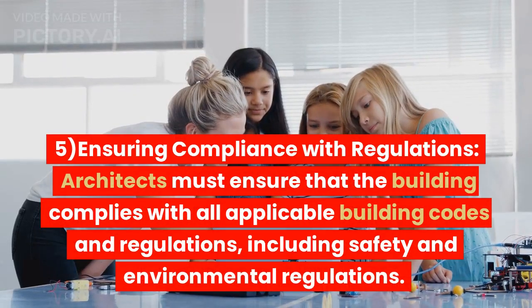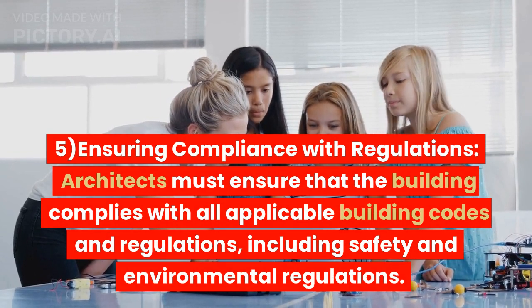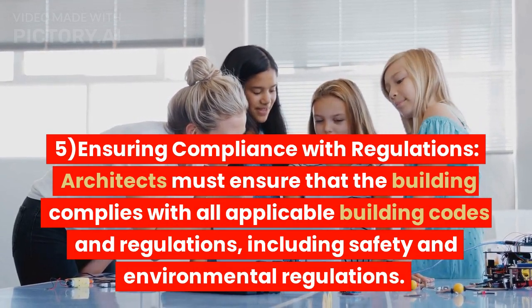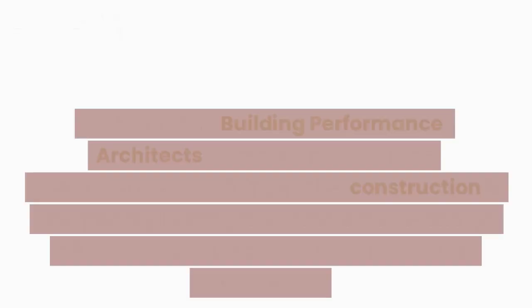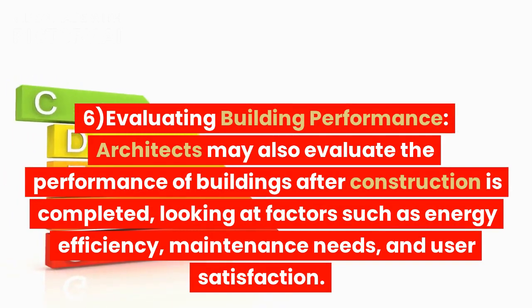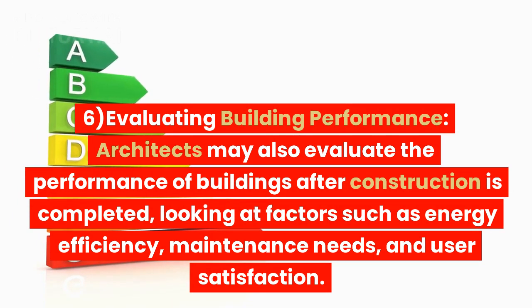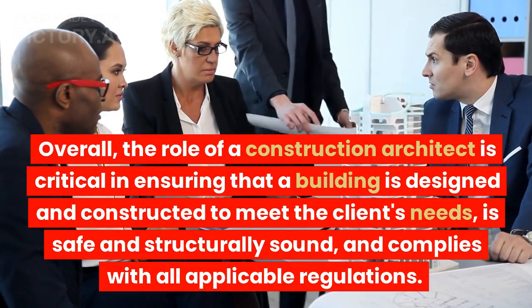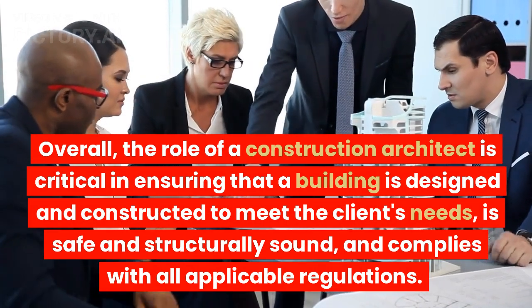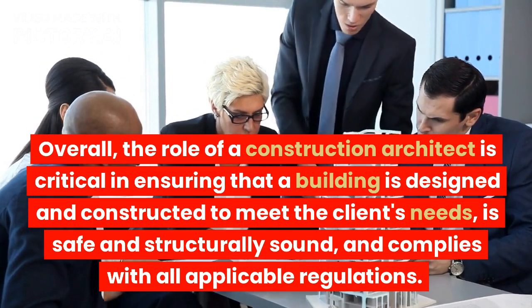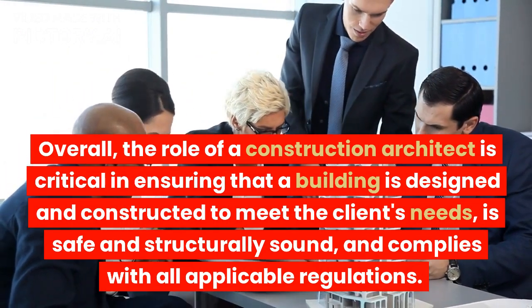5. Ensuring compliance with regulations. Architects must ensure that the building complies with all applicable building codes and regulations, including safety and environmental regulations. 6. Evaluating building performance. Architects may also evaluate the performance of buildings after construction is completed, looking at factors such as energy efficiency, maintenance needs, and user satisfaction. Overall, the role of a construction architect is critical in ensuring that a building is designed and constructed to meet the client's needs, is safe and structurally sound, and complies with all applicable regulations.